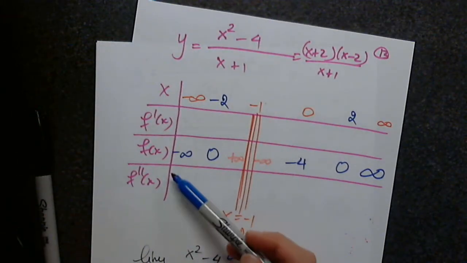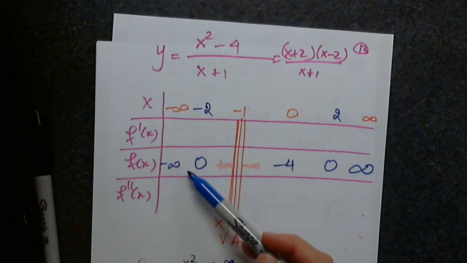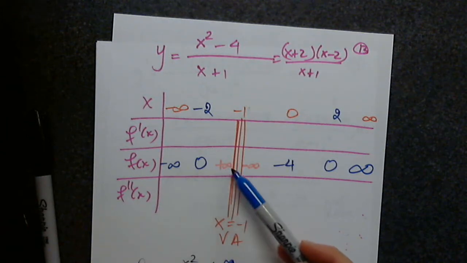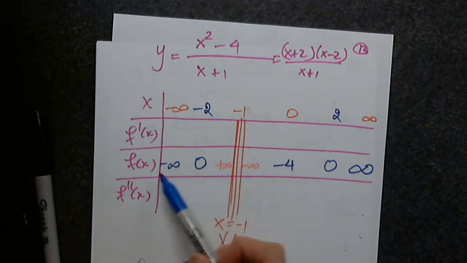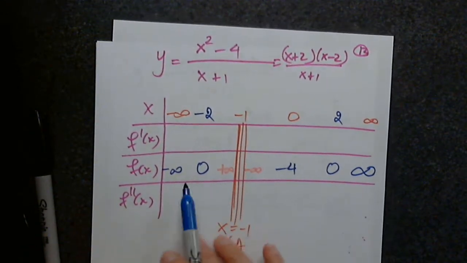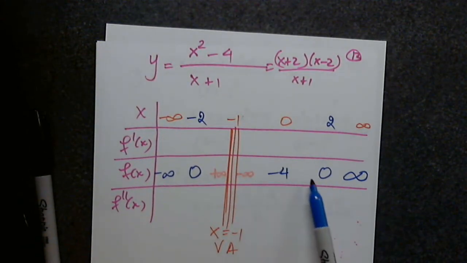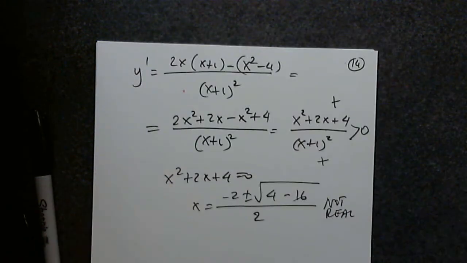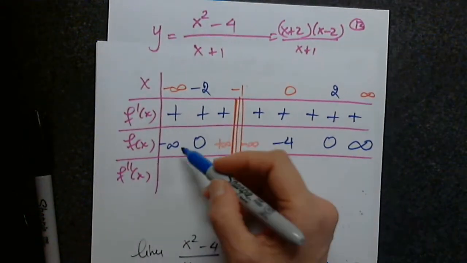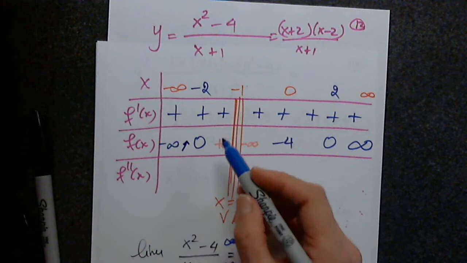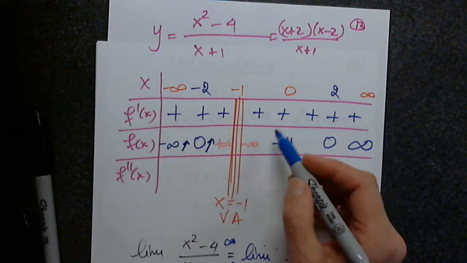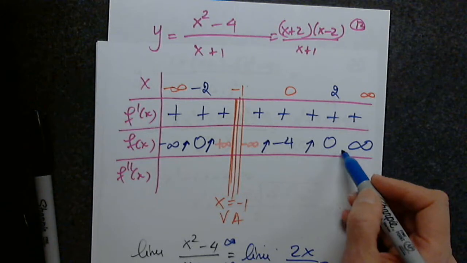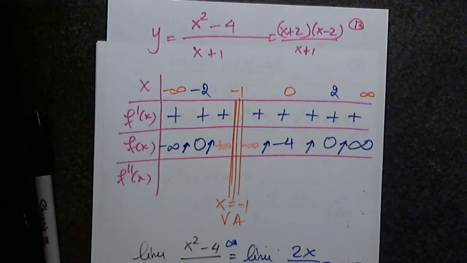Because from negative infinity to 0, the function is increasing. And from 0, oh yeah, okay. For some reason I thought something was wrong. But let me check. Okay, I'm on the right track. I just thought that I messed up something, but it appears that I didn't. Okay, I'm happy. So from negative infinity to 0, yes, it's increasing. From 0 to infinity, yes, it's increasing. From negative infinity to negative 4, yes. From negative 4 to 0, yes. And from 0 to infinity, yes.